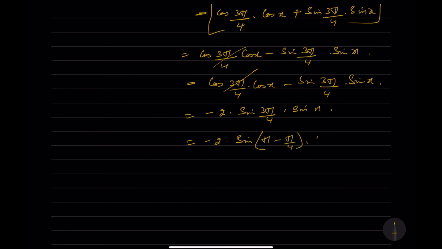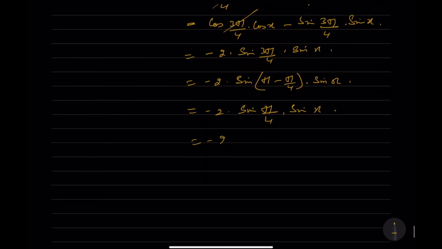So you can write this as minus 2 into sin 3 pi by 4, which can be written as sin of pi minus pi by 4, into sin x. So therefore minus 2 into sin pi by 4 into sin x, since sin 180 minus theta is equal to sin theta. So sin 45 is nothing but 1 by root 2, minus 2 into 1 by root 2 into sin x. So this will get cancelled. So the answer is minus root 2 sin x.